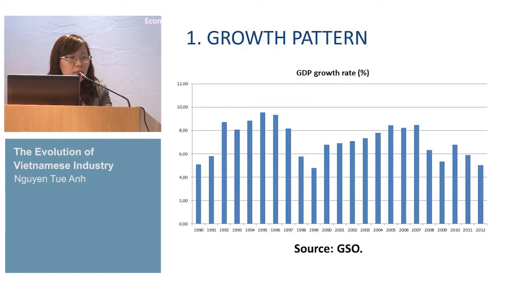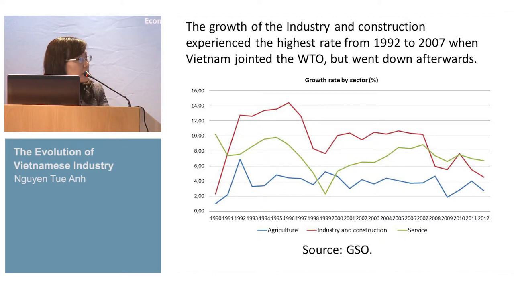Now, quickly to the growth pattern of Vietnam in the past. As you can see, the GDP growth rate averaged more than 7% in the past 20 years. Unfortunately, Vietnam could not keep the high growth rate after its WTO accession in 2007. As you can see, growth in Vietnam tends to decline after Vietnam's WTO accession from 2008.